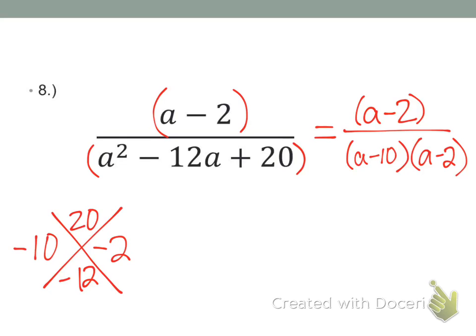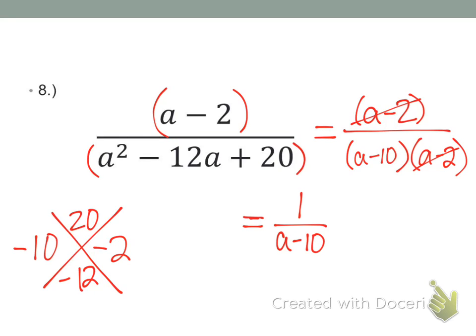What cancels out? The A minus 2's can cancel out. So what's my answer? I agree, I will need an A minus 10 somewhere. Good. 1 over A minus 10.